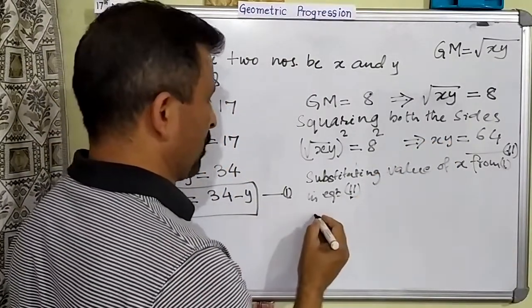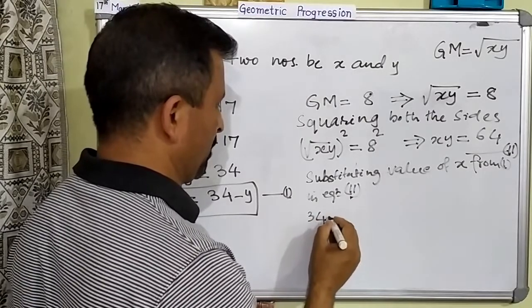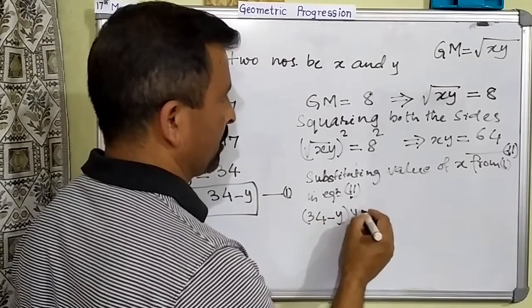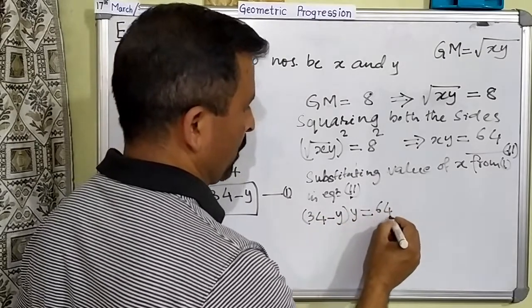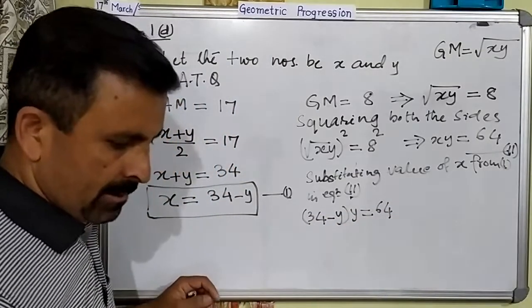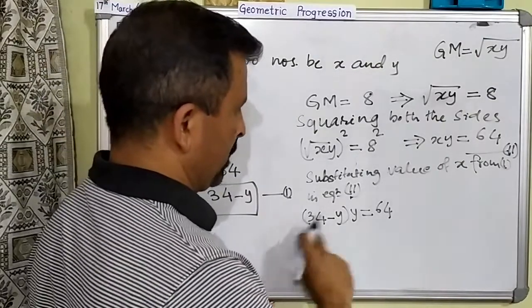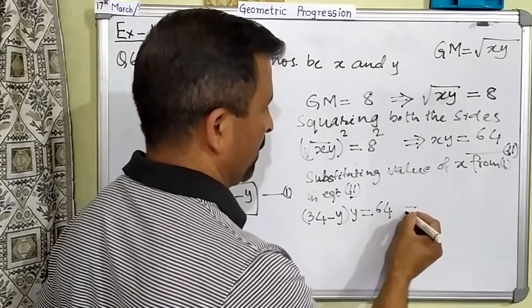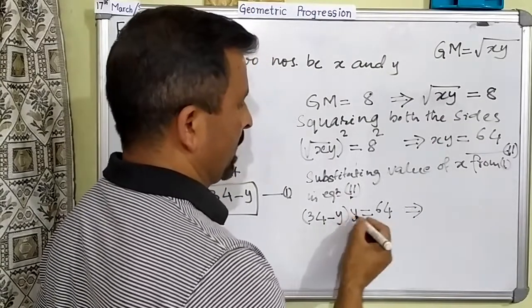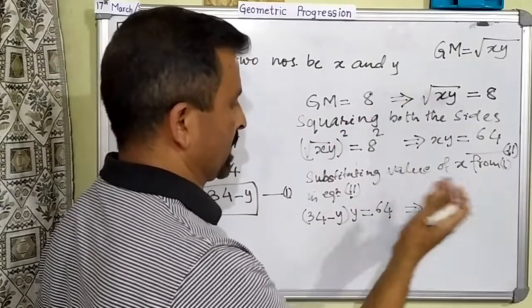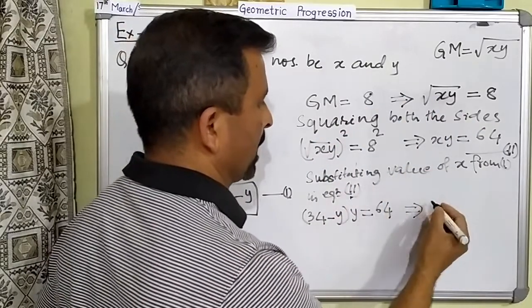X is 34 minus y, so 34 minus y into y is equal to 64. Is it clear? Now we will simplify. When you multiply this, this is 34y minus y square. So we will take it to the right hand side. Minus y square will become plus y square.